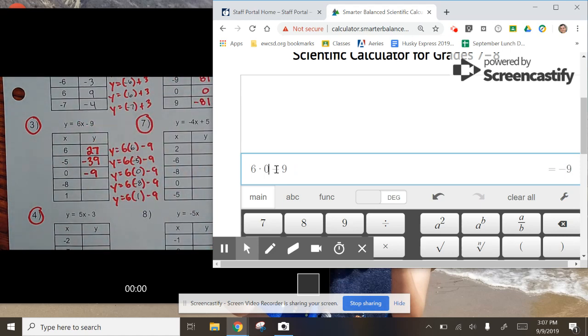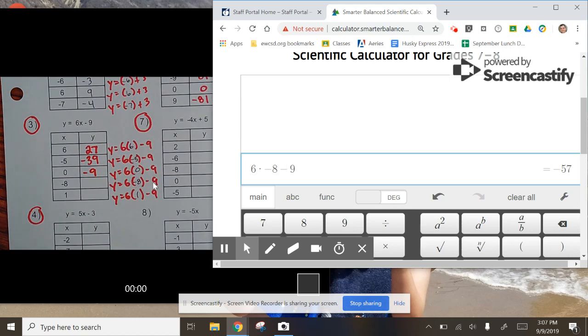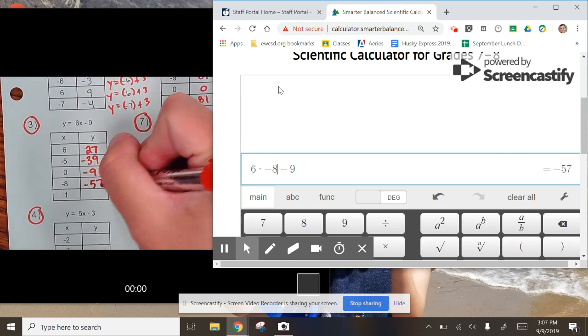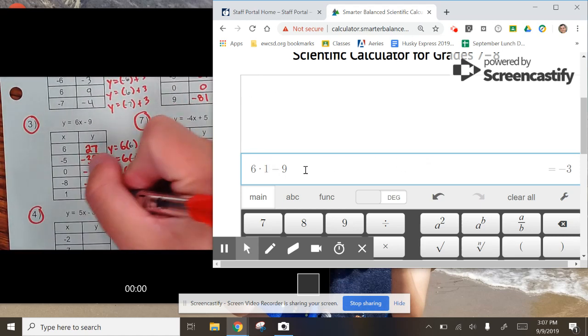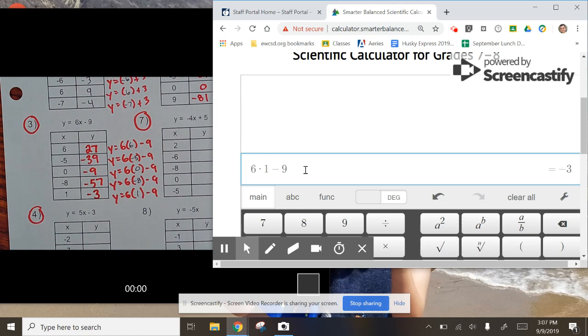The next one, negative 8. 6 times negative 8, right here, minus 9. I get negative 57. Make sure the negative's in there. And then the last one is 1, just 1 as a digit. 6 times 1, 6, minus 9 is negative 3. Cool. Let's keep rocking.